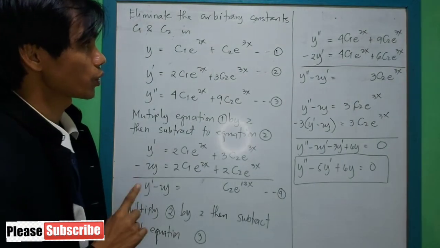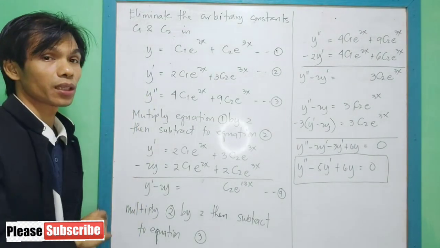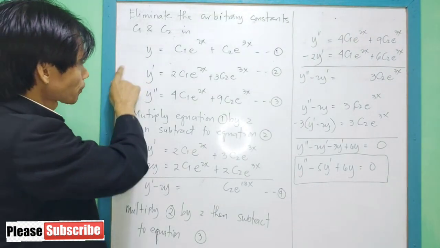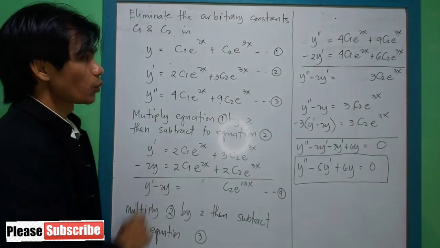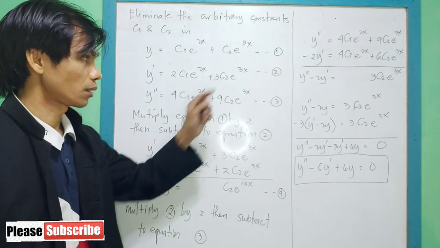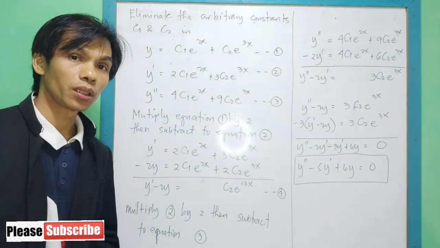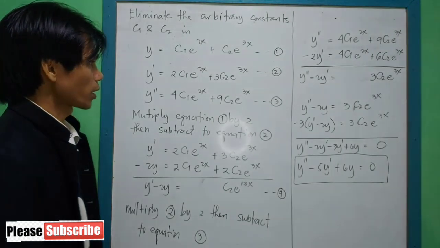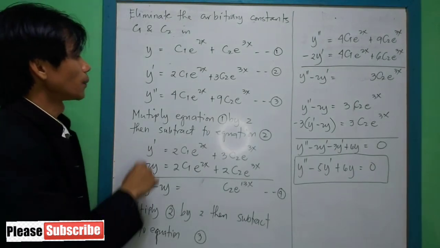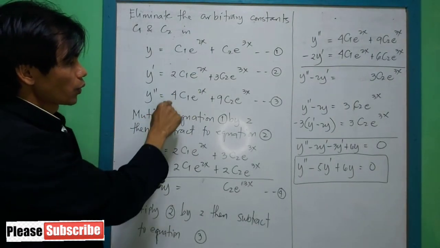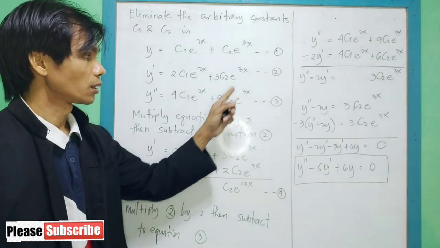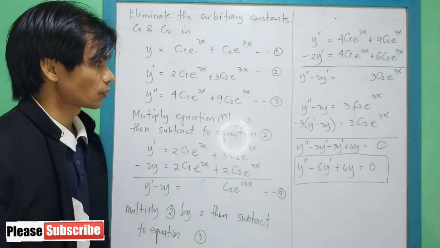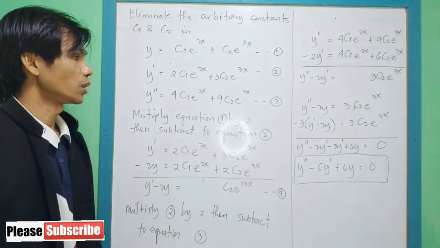So, the first thing we should do is that we have to take the derivative of y. So, our y prime is 2C1 e to the 2x and then 3C2 e to the 3x. So, what is the second derivative of that one? So, we have 4C1 e to the 2x, and then 9C2 e to the 3x.